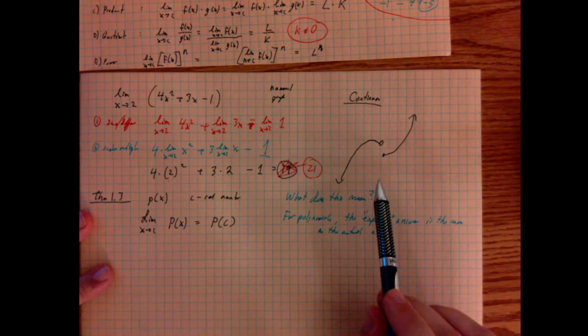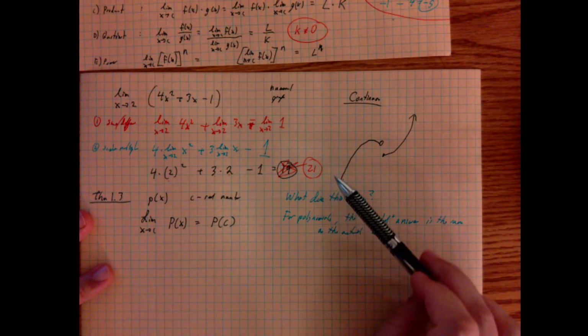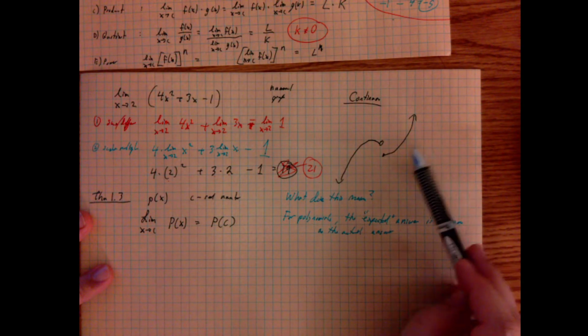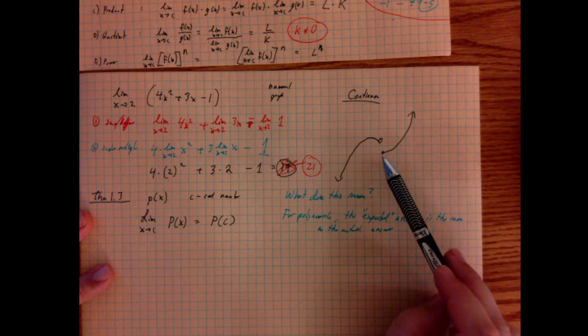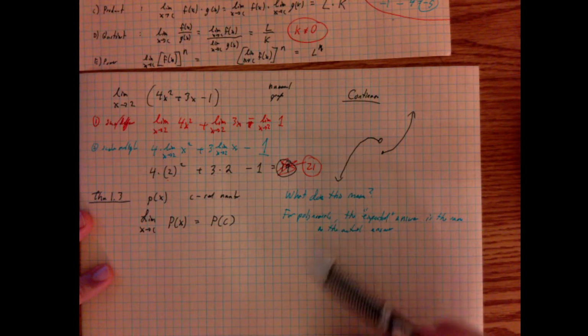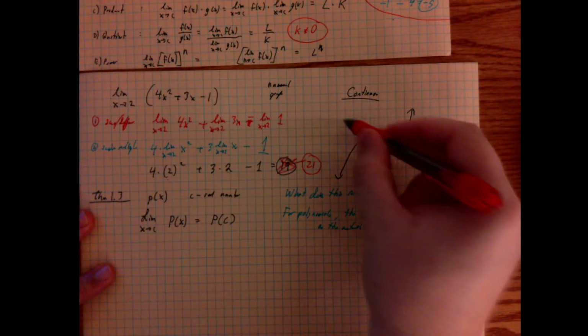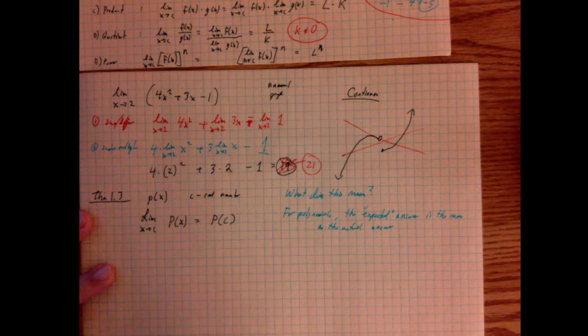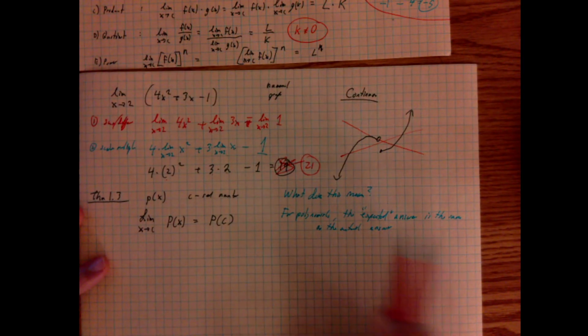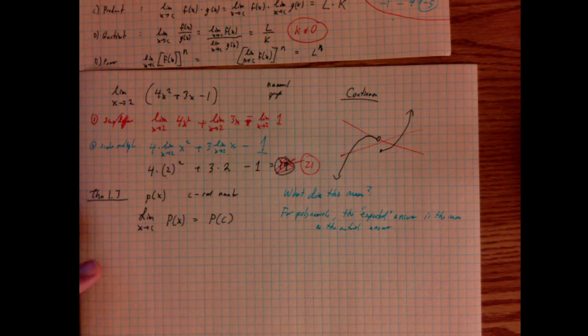If you're looking at this graph, your expected value from one side is different than your expected value from another when we get to this point. Well, this never happens in a polynomial. This cannot possibly happen in a polynomial. Your expected value is the same as your actual value.